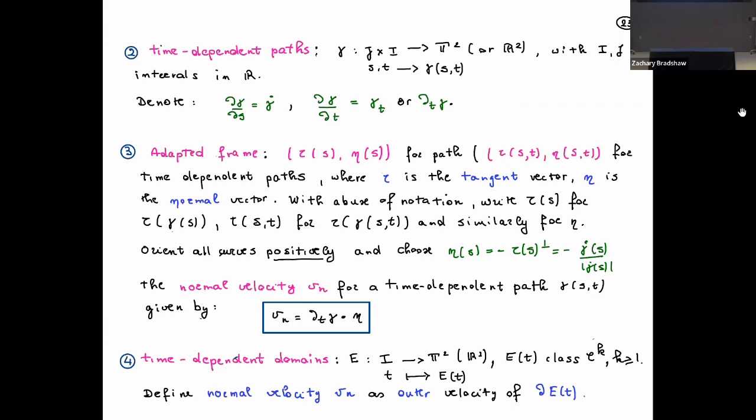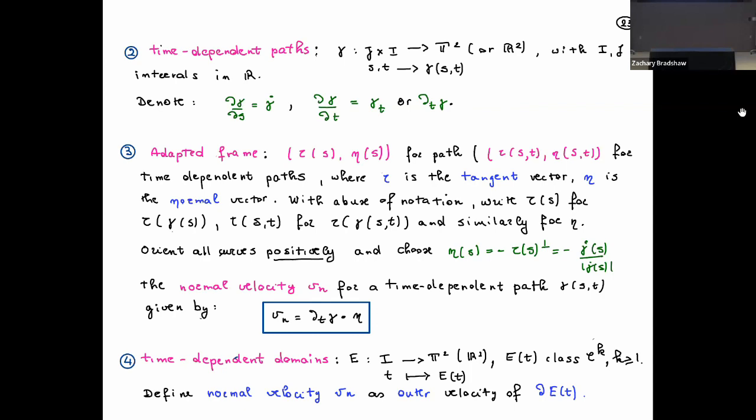And if you have a time-dependent path, a key quantity in our construction will be the normal velocity of the curve, which I will denote by Vn. And you can compute it by simply taking the dot product between the time derivative of gamma and the normal. Okay.